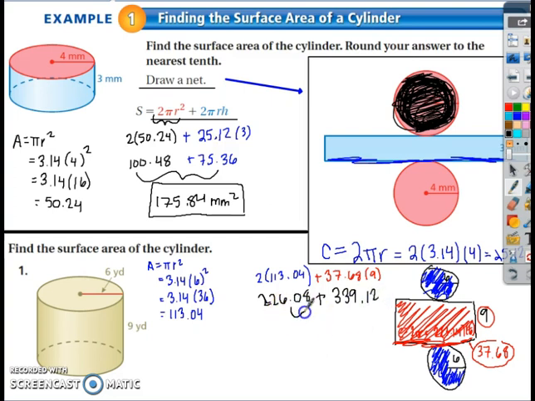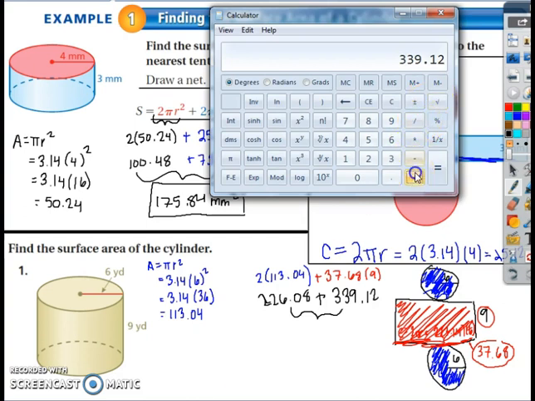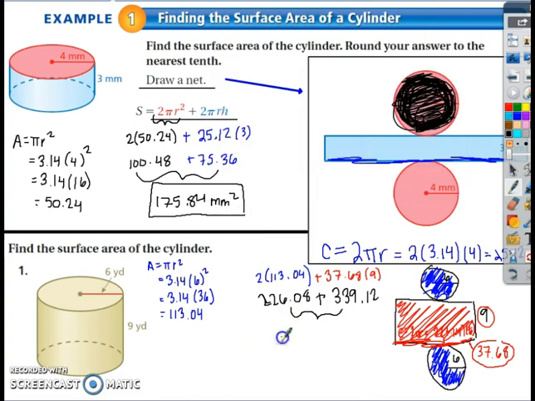And now my last step is just to add these two together to find the total area of the net that I've drawn. So I'm going to add on 226.08 for a total of 565.2. So what I have found is that this cylinder has a surface area of 565.2. My units are yards, and since we're talking area, we want square yards. Or another way to say this is that it will take 565.2 yards that are all in the shape of a square to cover the outside of this cylinder.